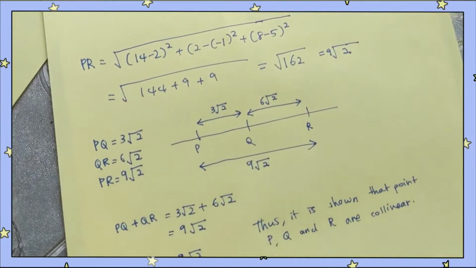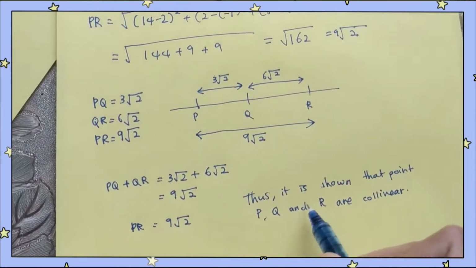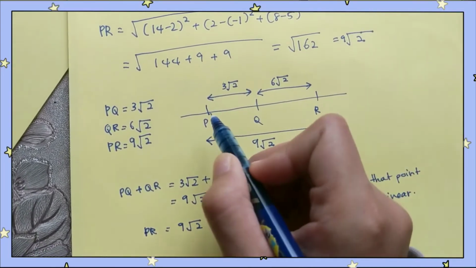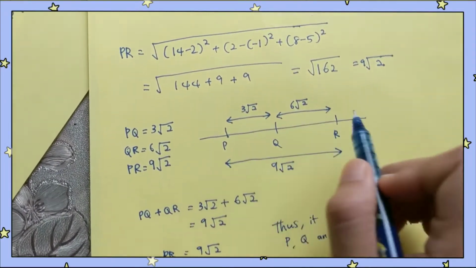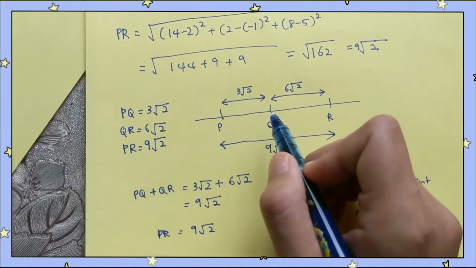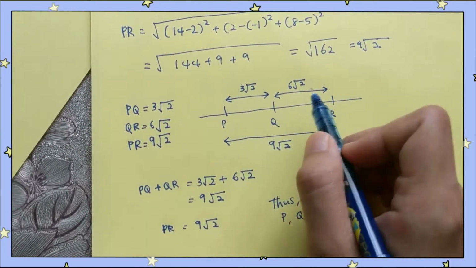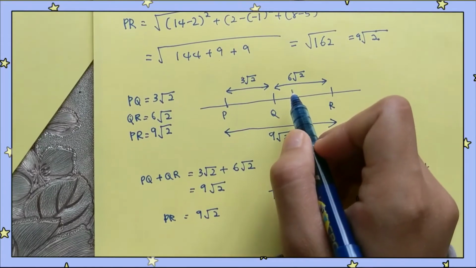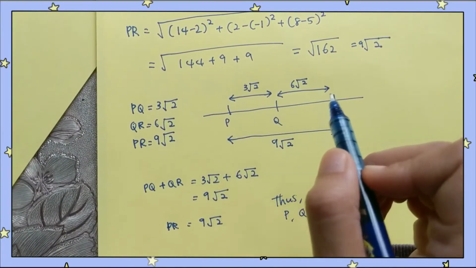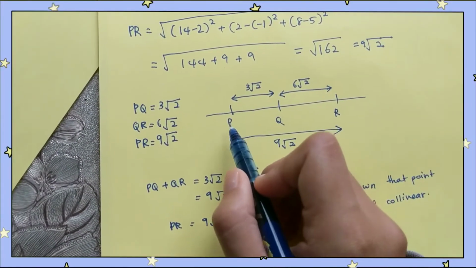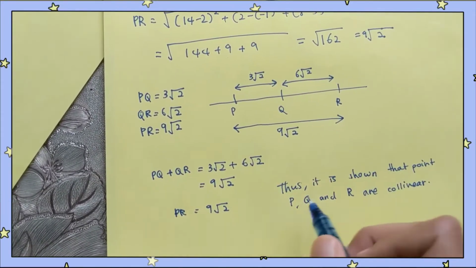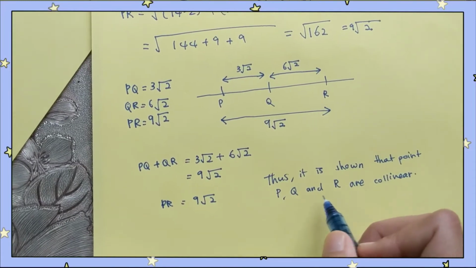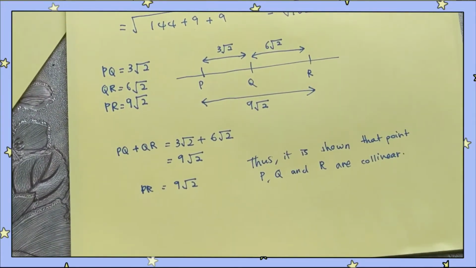Okay, so let me wrap it up. Why are P, Q, and R collinear? Because they are in the same line. Why are they in the same line? Because when we find the distance between P and Q and R, and add up the distances, we got the same value as the distance between P and R, which is 9 square root 2. Thus, this shows that they are collinear, which is on the same line.